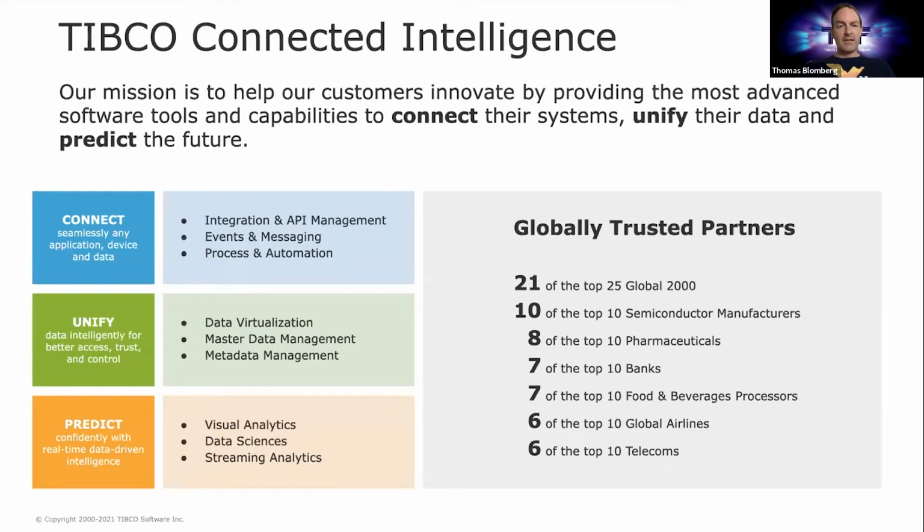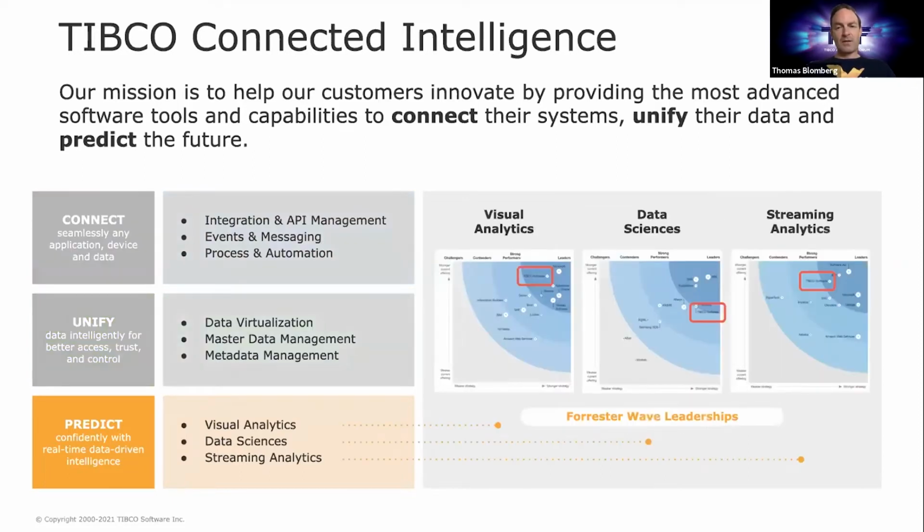TIBCO Connected Intelligence. TIBCO stands on 3 pillars: Connect, Unify, and Predict. In Connect, we find the classic messaging and event processing products together with API management. We also have Unify, our latest pillar, where you will find product solutions within data visualization, master data management, and metadata management. And of course, Spotfire is in the Predict pillar with visual analytics, data science, and streaming analytics. We do a good job, according to industry analysts, in providing the best possible solutions for connected intelligence.